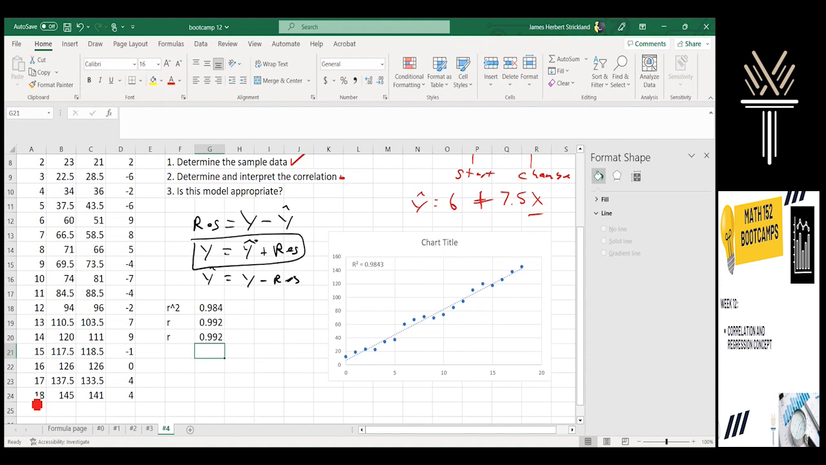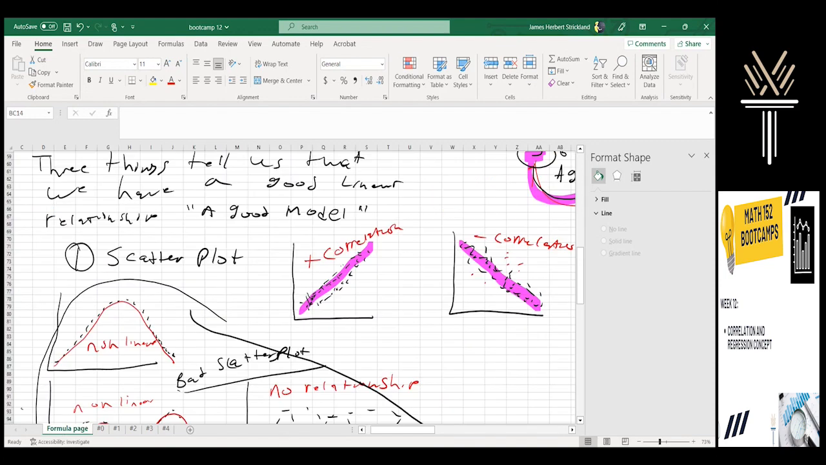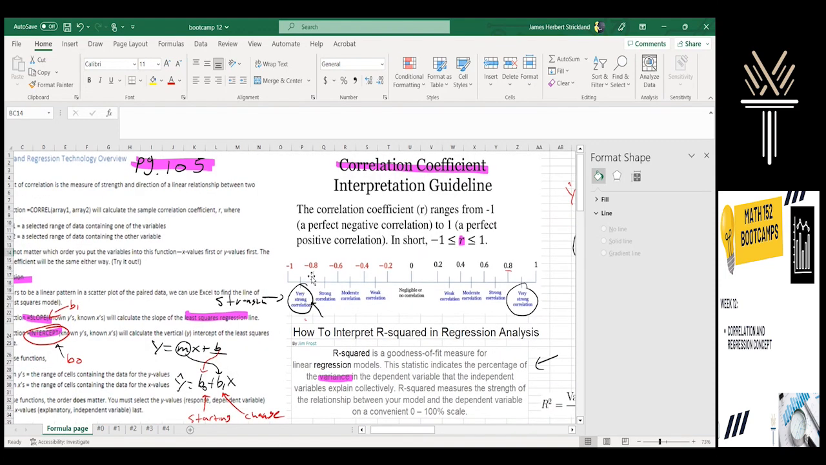Anyways, determine and interpret. So we can see from the scatter plot a linear, very strong, and positive correlation relationship. The reason why I said very strong is, of course, from our formula page here. If we go back, we can see that between 0.8 and 1 is very strong.